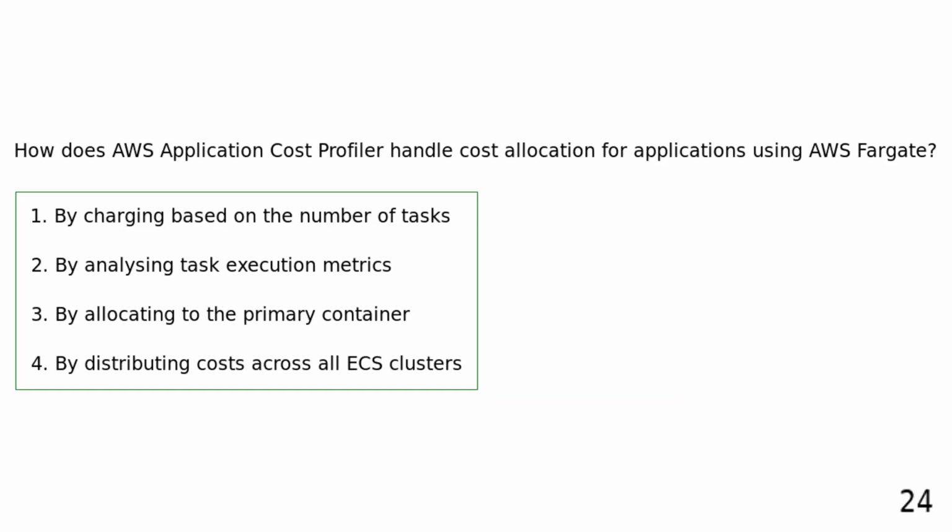How does AWS Application Cost Profiler handle cost allocation for applications using AWS Fargate? By charging based on the number of tasks. By analyzing task execution metrics. By allocating to the primary container. By distributing costs across all ECS clusters.